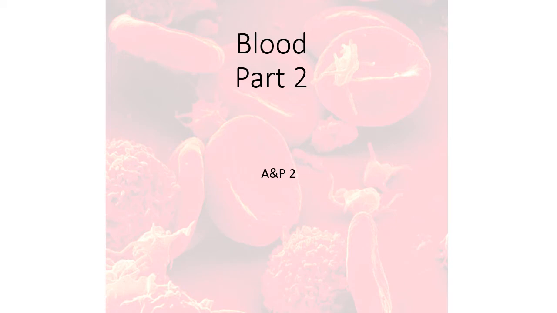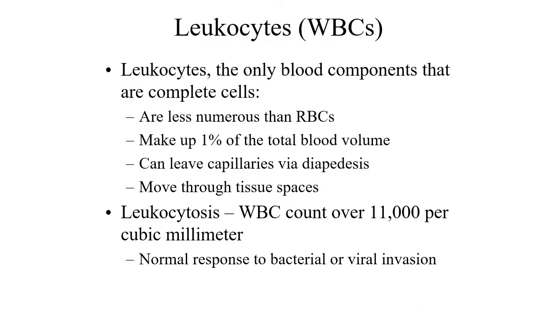Welcome back to our second part on blood. And with blood, we just got done with our red blood cells, so now we'll begin with our white blood cells. So, white blood cells, or leukocytes, are the next component of our formed cells that we have in the blood, and so part of our formed component that is there.